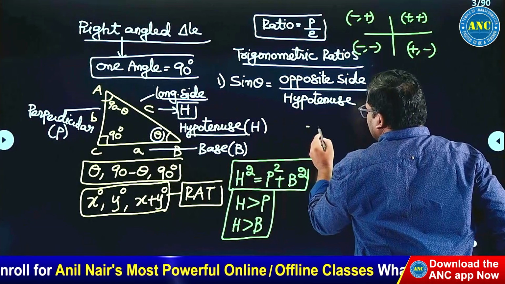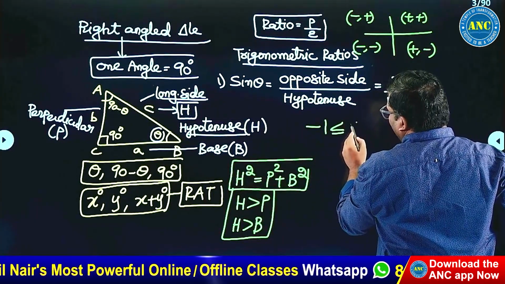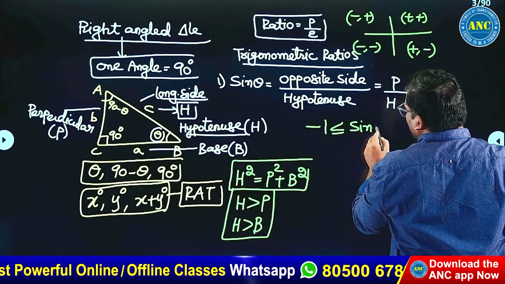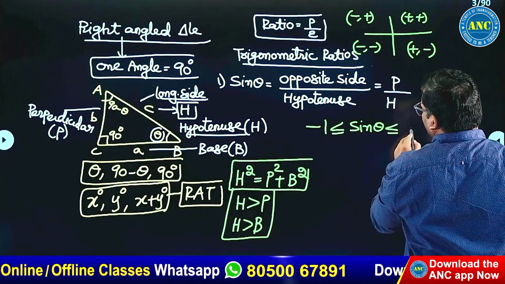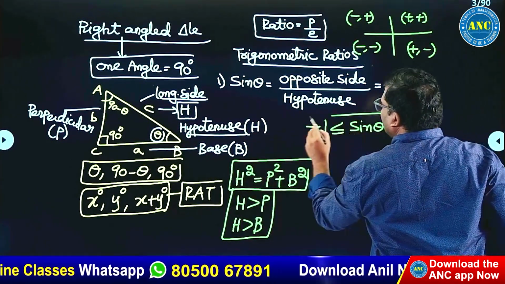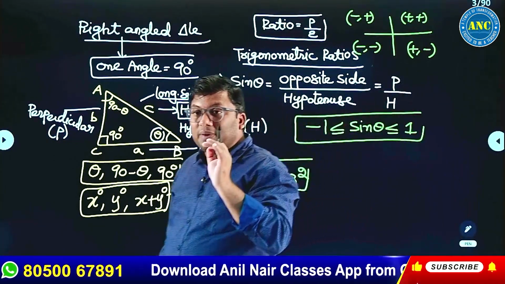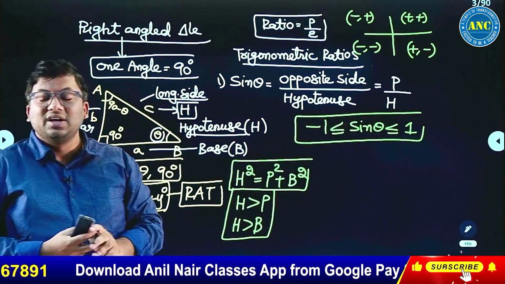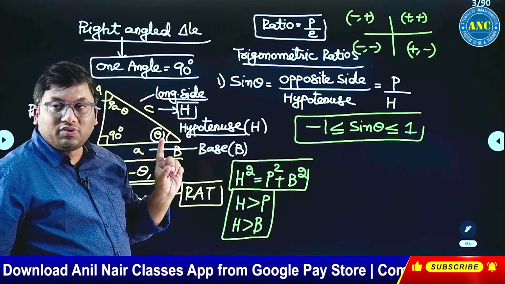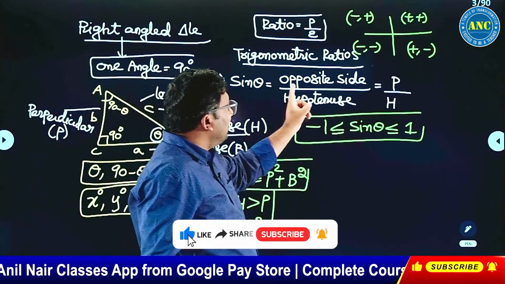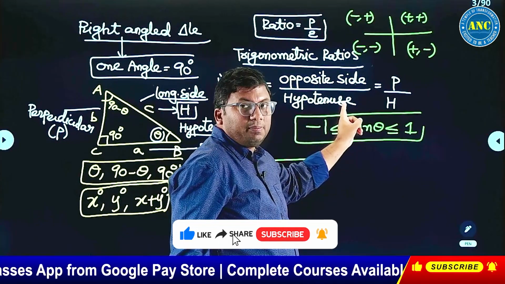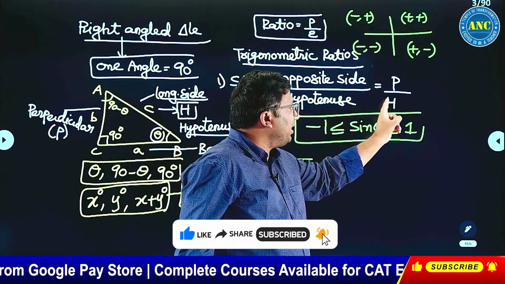That is the reason sin theta always lies from -1 to 1. Sin theta always lies from -1 to 1. Please do not learn it by heart. Again I am repeating it. Why does it lie from -1 to 1? Sin theta is opposite side by hypotenuse, which is P by H.